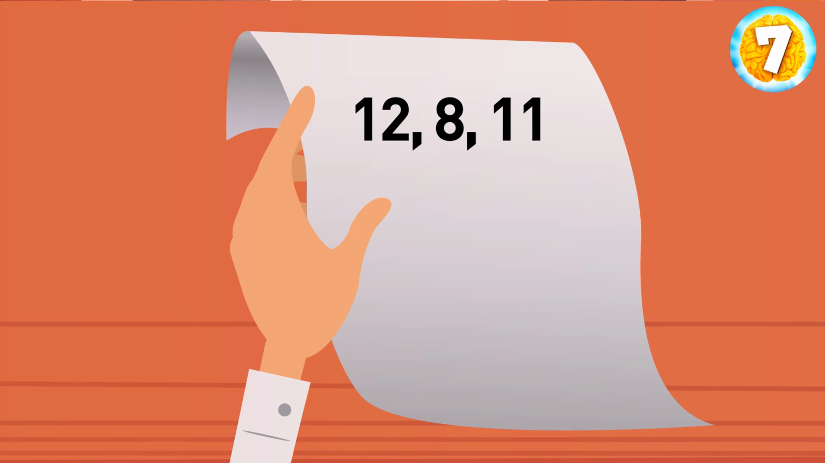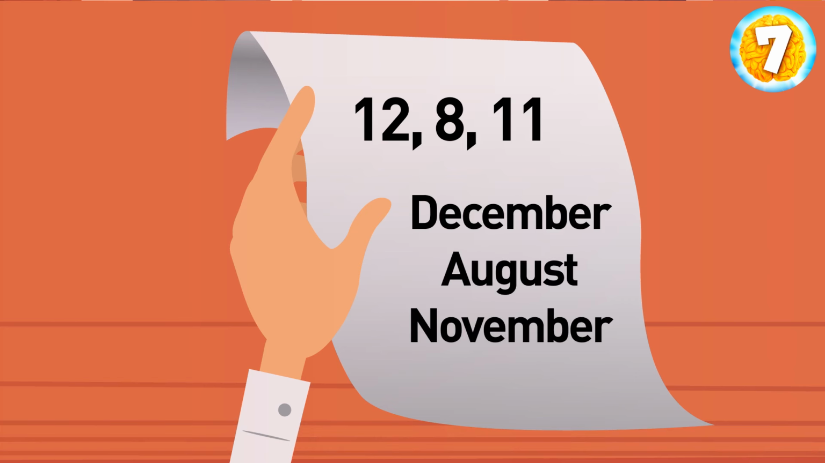The numbers imply 3 months: December, August, and November. If we take the first letters of each month, we'll get the name Dan.